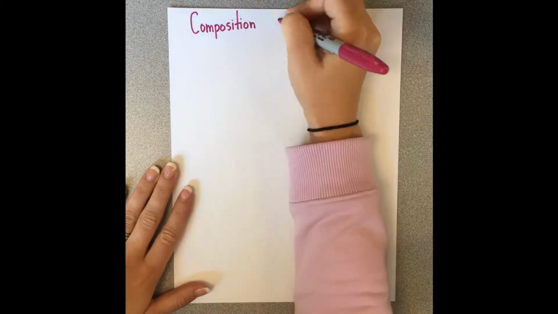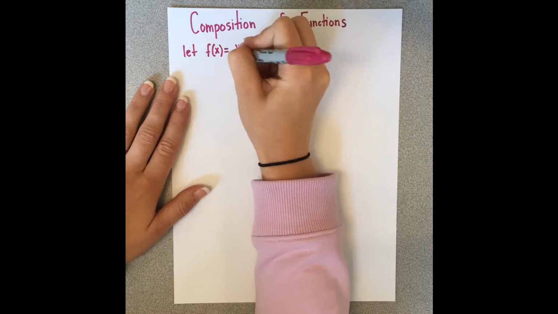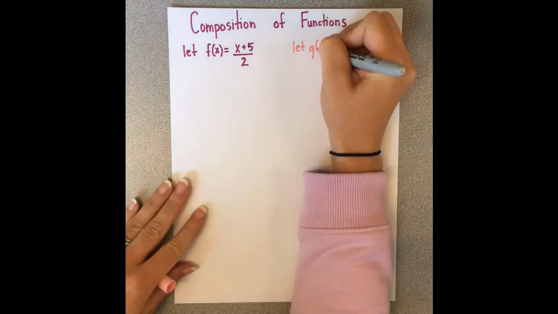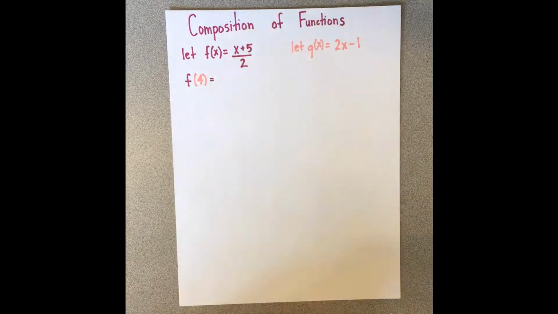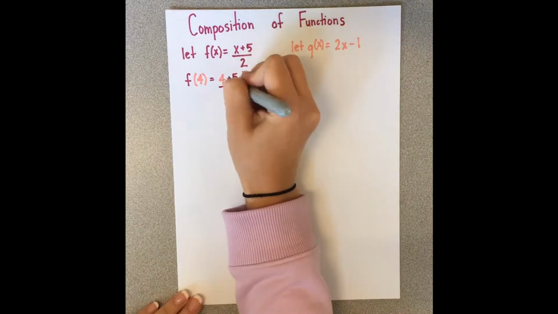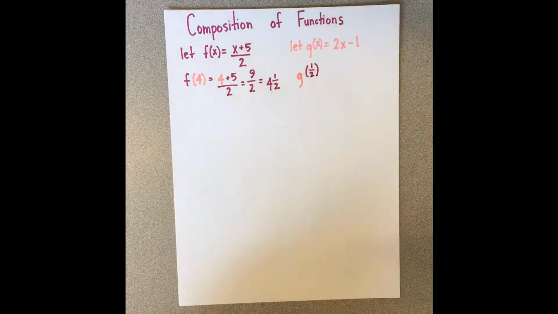Composition of functions. Let f of x equal (x plus 5) divided by 2. Let g of x equal 2x minus 1. You've already practiced taking numeric inputs and putting them in for x and solving. Take a look at these two examples and make sure you understand how to do this step.